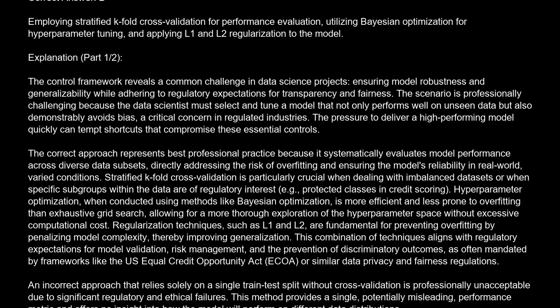Hyperparameter optimization, when conducted using methods like Bayesian optimization, is more efficient and less prone to overfitting than exhaustive grid search, allowing for a more thorough exploration of the hyperparameter space without excessive computational cost. Regularization techniques, such as L1 and L2, are fundamental for preventing overfitting by penalizing model complexity, thereby improving generalization.